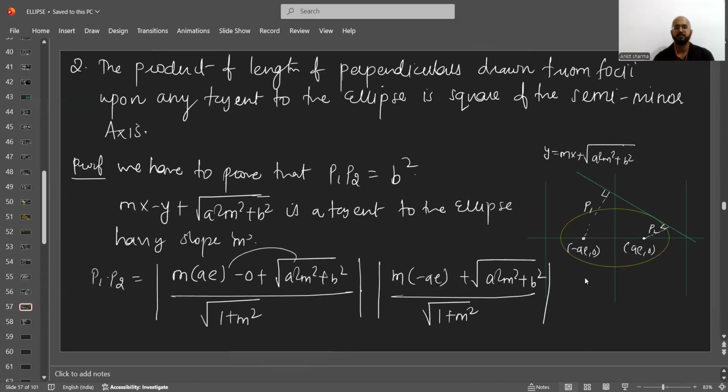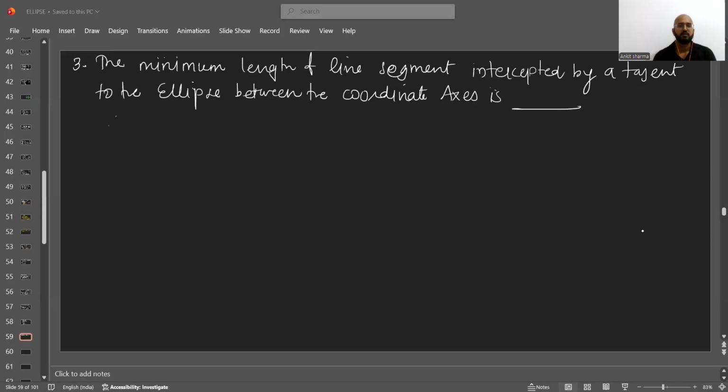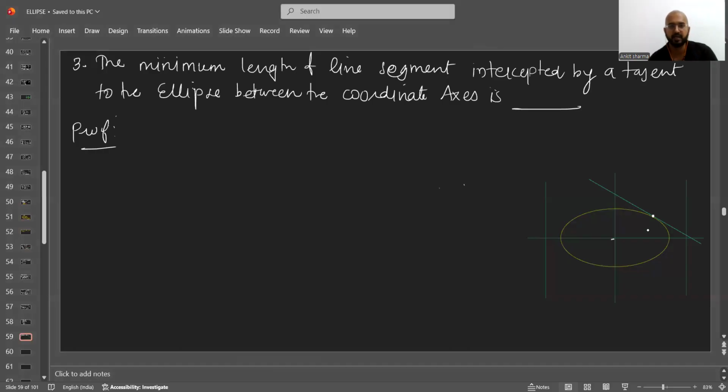Coming to the next one. This property is about the minimum length of the line segment intercepted by a tangent to the ellipse between the coordinate axes. So we'll derive this result and then write it down. Let me draw a diagram for this. Now I have a tangent to this ellipse at a point, and this tangent meets the coordinate axis at A, and it also meets the coordinate axis at B. So the minimum length of this tangent intercepted between the coordinate axes is what we need to derive.